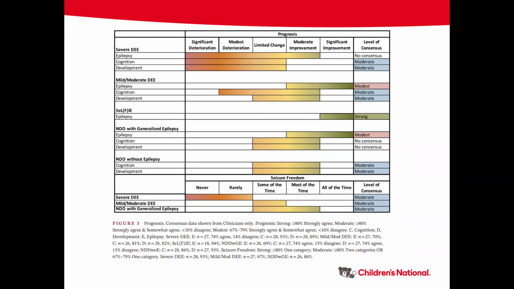And then in terms of prognosis, so this again is broken down according to phenotype. The patients with SELFIE, most of these patients do exhibit significant improvement. Many of these patients can be seizure-free, some on medications, some off medications. The severe DEE, a lot of those patients can actually deteriorate. And then the other phenotypes, it's kind of mixed. And down the bottom, you can also see that seizure freedom is rare or really never occurs for severe DEE. You can have some seizure freedom for patients with these other phenotypes.